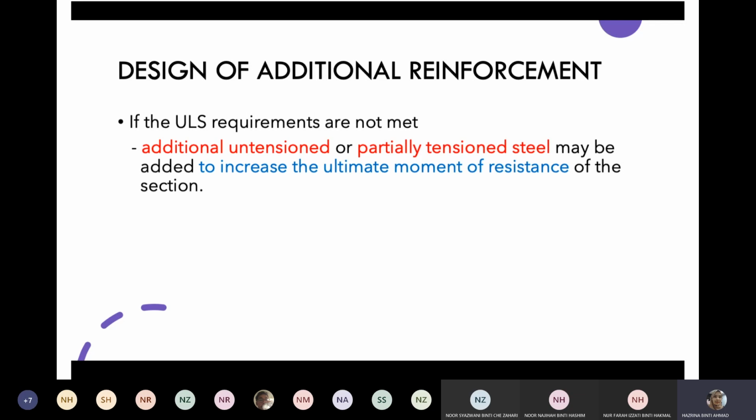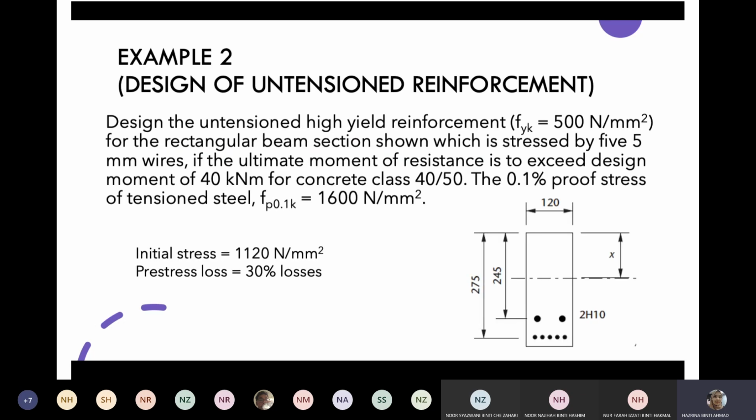So if the ULS requirements are not met, additional untensioned or partially tensioned steel may be added to increase the ultimate moment of resistance of the section. For this example, design the untensioned high yield reinforcement with FYK 500 Newton per millimeter square. When we talk about untensioned reinforcement, we are referring to the FYK value of a normal high yield steel reinforcement, whereas the FYK value is 500 Newton per millimeter square.